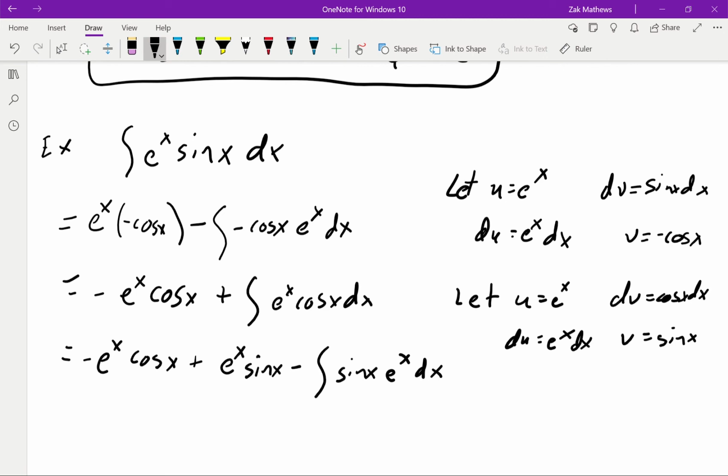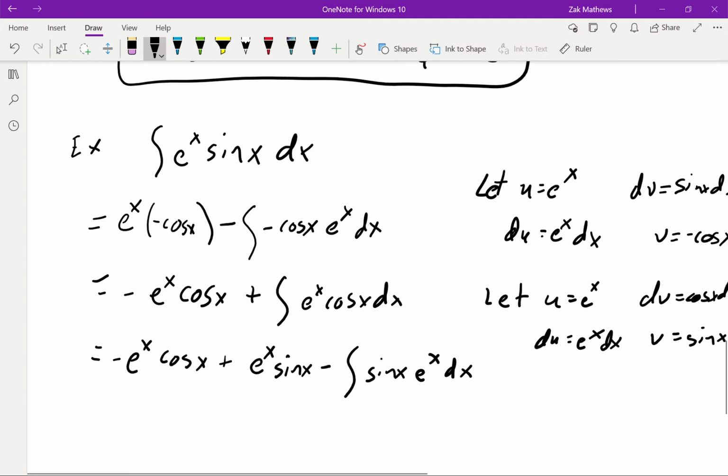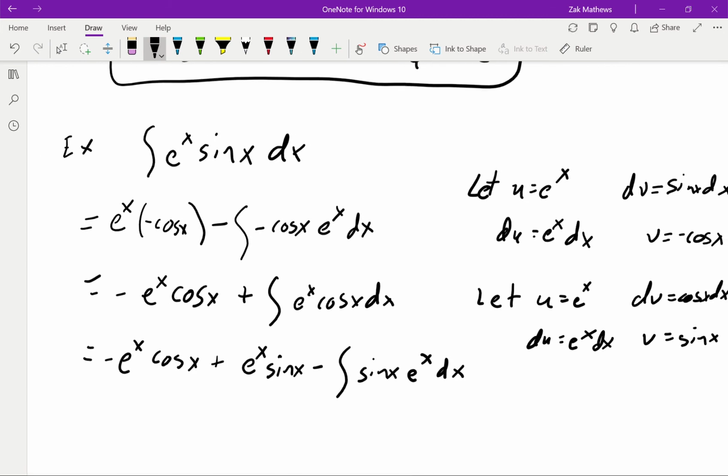And so we've gone right back to where we started, and that seems like a bad thing, but it's actually not. Because remember, what we have here is an equation. And so let me try and squeeze this in. I should have left myself a little bit more room, but I'll see if I can squeeze it in. Remember, what we are saying is that we have the integral e to the x sine x dx equal to this other thing on the right-hand side.